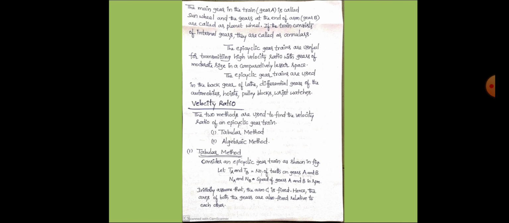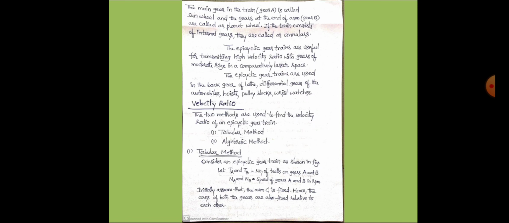But one point you must remember: more often, the easiest method to find the velocity ratio in case of an epicyclic gear train is the tabular method. Therefore, first I will explain how to find in general the velocity ratio by using the tabular method and as well as the algebraic method. But once I start solving the problems on epicyclic gear train, we will follow the tabular method.